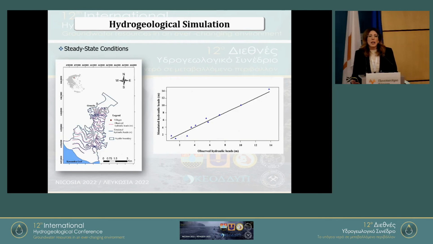Then we use the ArcSWAT results to drive the MODFLOW model in both steady-state and transient conditions. The calibration was done via a trial and error process. As you can see on the piezometric map and the QQ plot, the simulated and observed hydraulic heads are in very good agreement. On the QQ plot, the values are very close to the diagonal line.